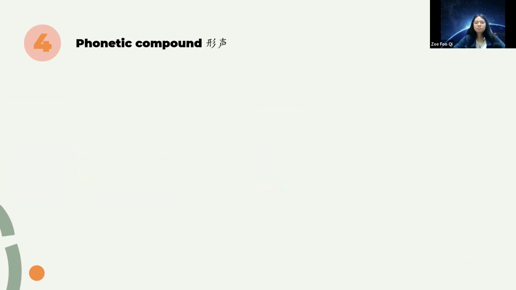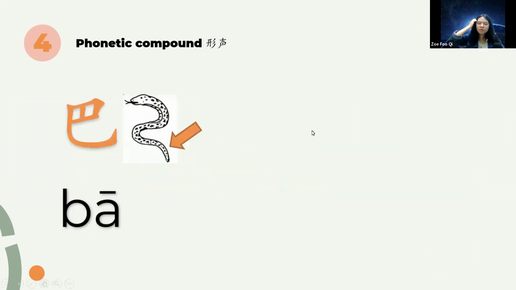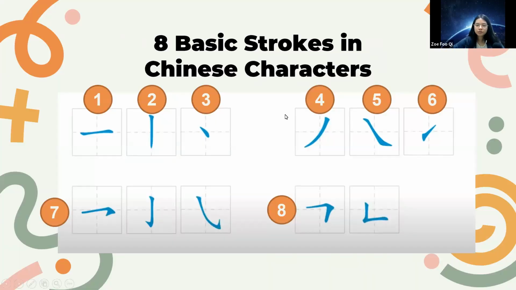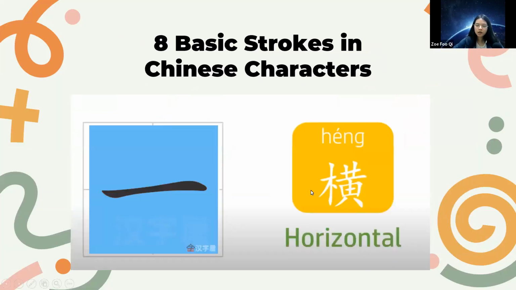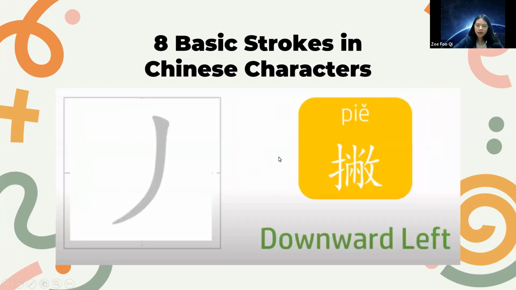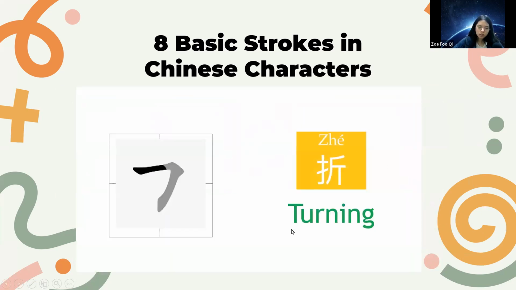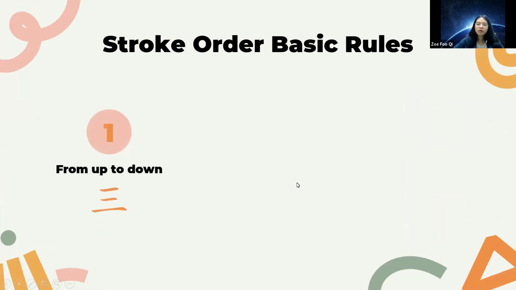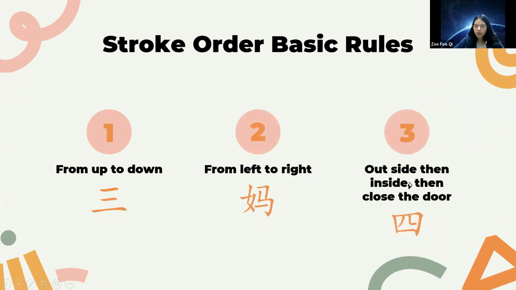Okay, Farah is here, very good. So we only have 8 strokes: 横竖提点撇捺折钩, gou is just like the hook. The order is from top to bottom, from left to right, and if we have the outside thing, we will make the outline first, and then fill in the inside, and then we close the door.